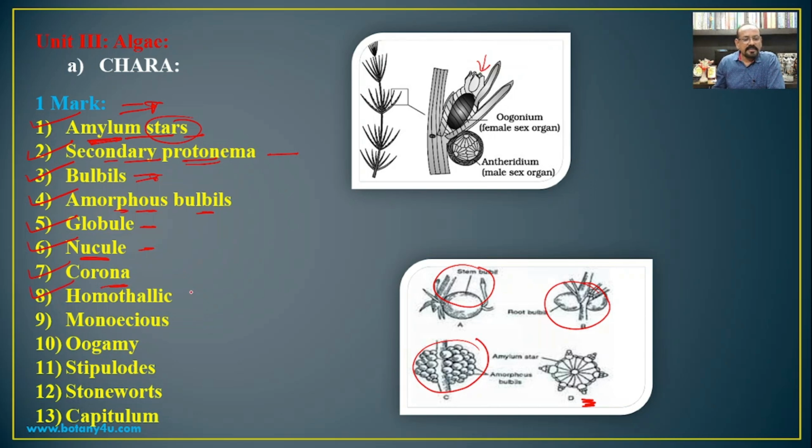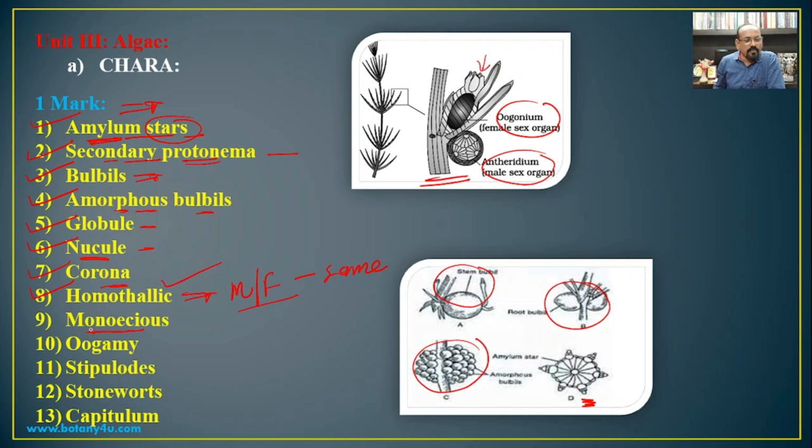Then homothallic. Here homo means the same and hetero means the different. When the male reproductive organ and the female reproductive organ are present on the same plant, then it is known as the homothallic condition. If you see this diagram of Chara, the sex organs, that is the antheridium and oogonium, both develop from the nodal region of the same plant, and hence such a species in which the male and the female reproductive organs are developed on the same plant is known as homothallic.